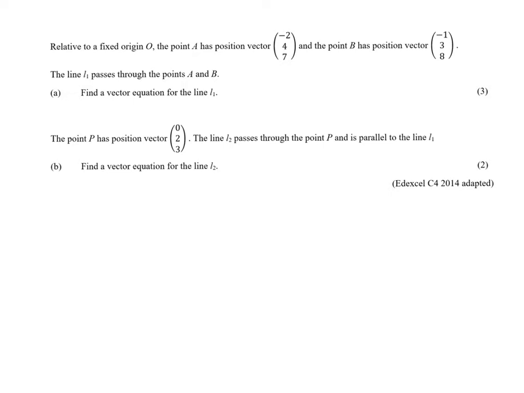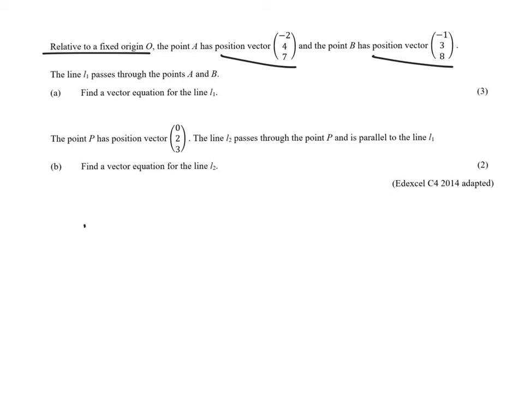So we're relative to a fixed origin. We know we always work that way in any sort of vectors problem. The point A has position vectors. So we've already been given the vectors for these things. We haven't been given points and need to work out vectors. They've effectively taken that first step from us. The line L1 passes through the points A and B. Find a vector equation for the line AB.